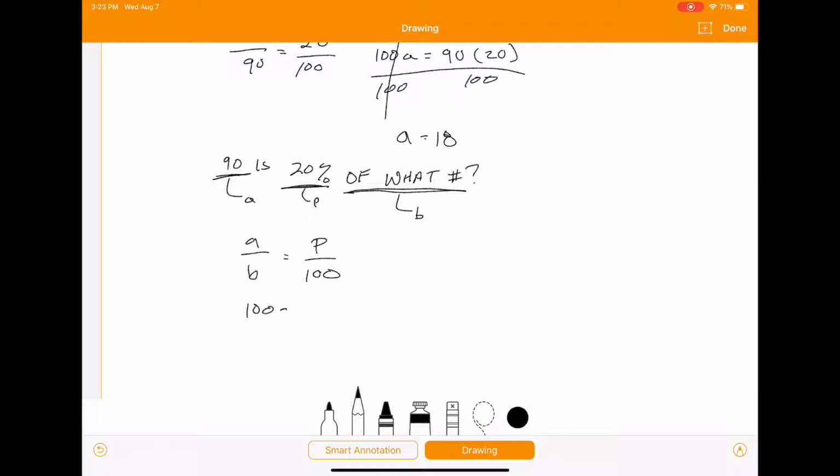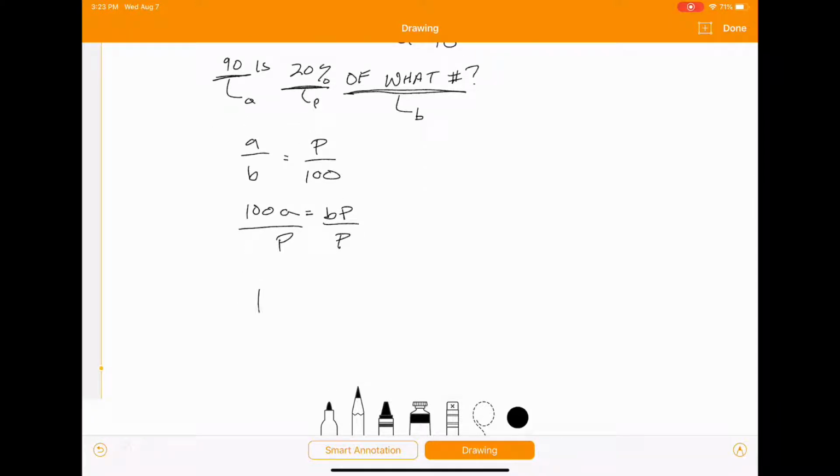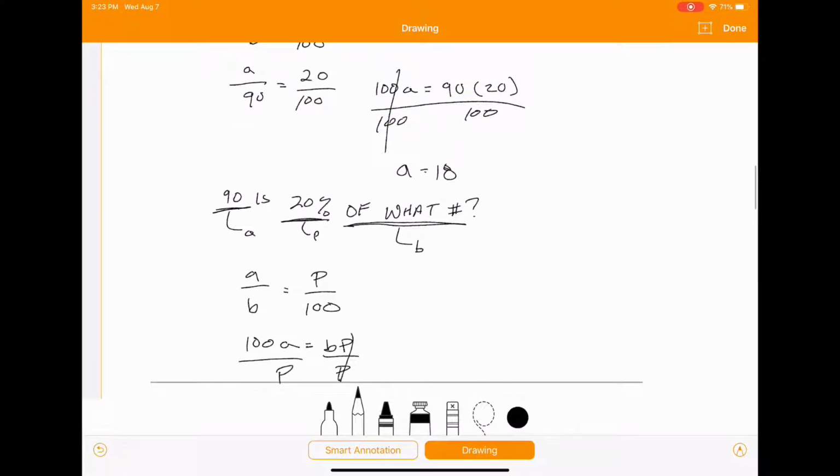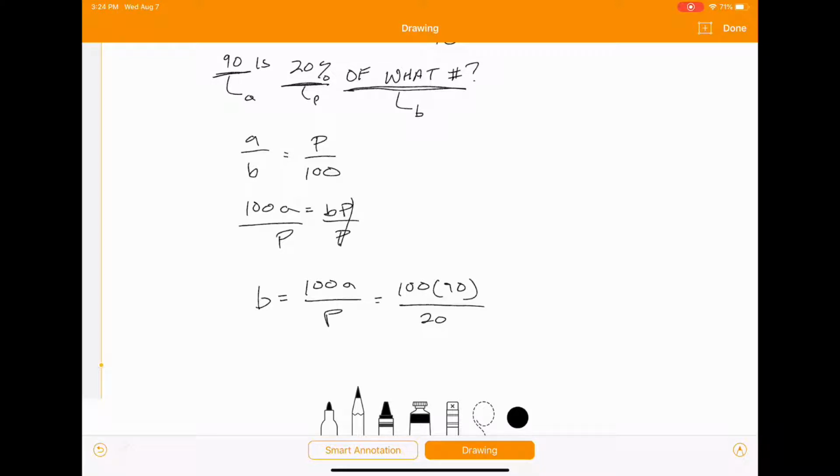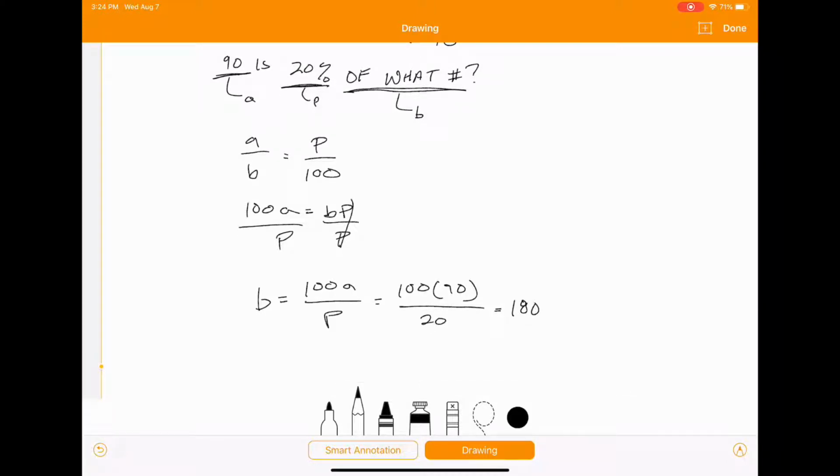And so 100A equals BP. And in this case, we need to solve for B. So we're going to divide by P. So B is going to equal 100A over P. So 100A is 90, P is 20. So you can calculate that now. So that is 180,000. All right, so that's really as complicated as those things get, not too terrible.